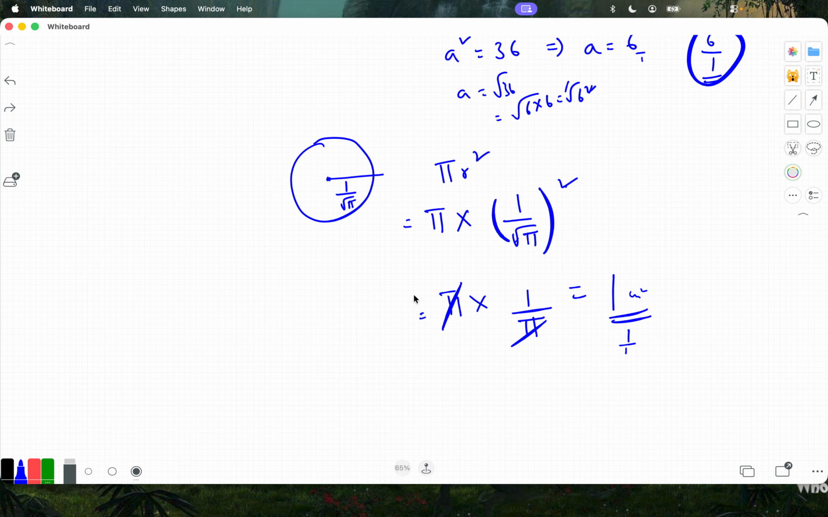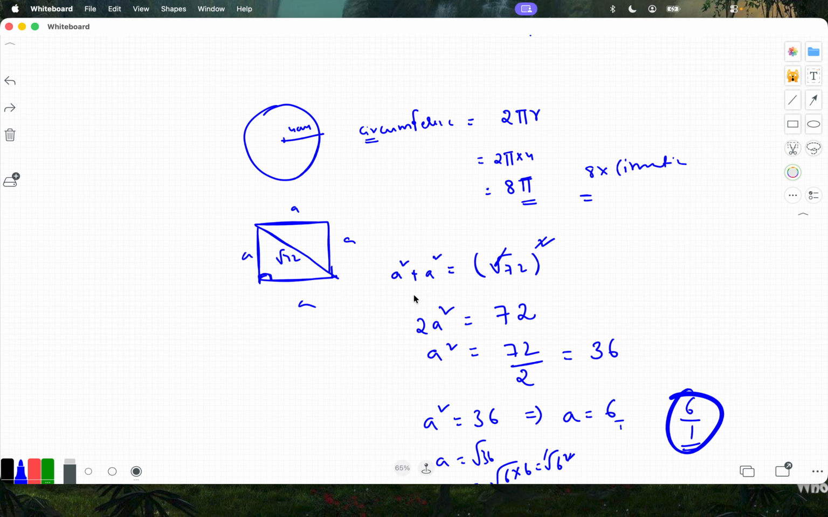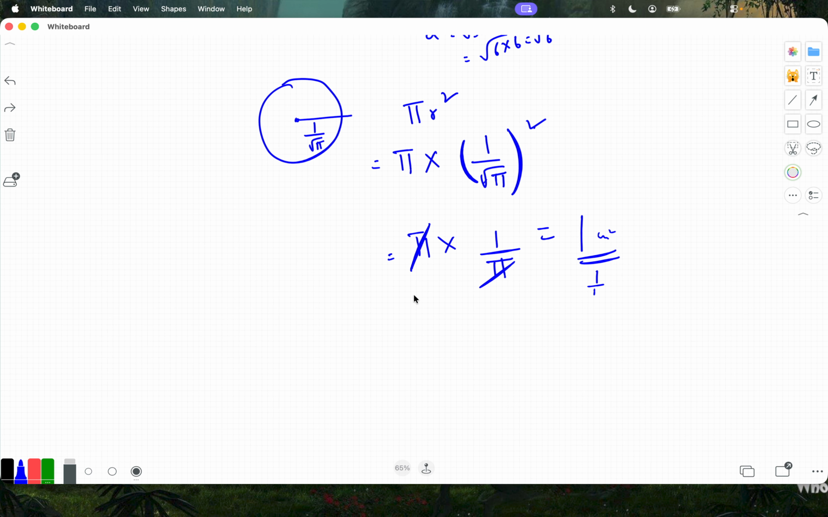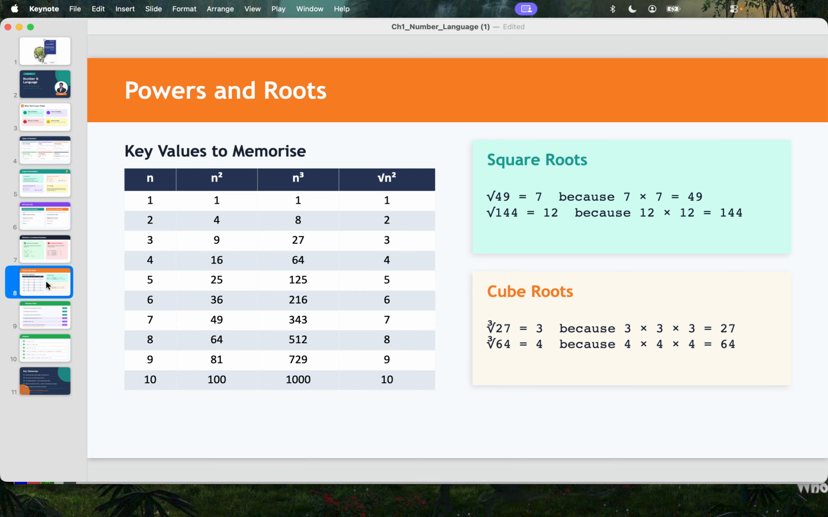Okay. This is how we solve some of the problems related to rational and irrational numbers. In the next class, most probably we will talk about square roots and cube roots.